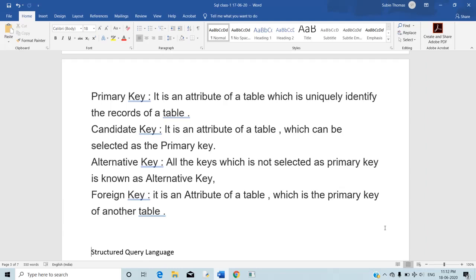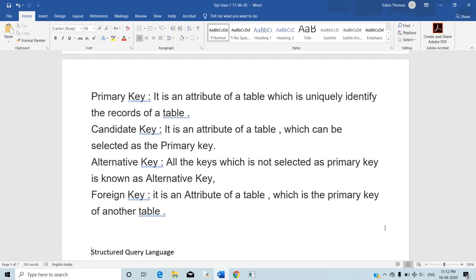The next one is alternative key. Alternative key means all the keys which are not selected as the primary key. From the candidate keys, all the keys which are not selected as the primary key are known as alternative keys.